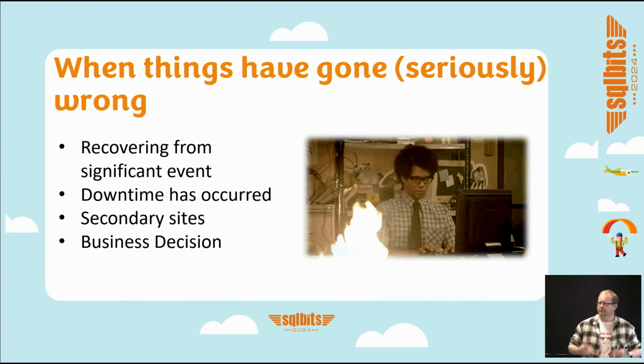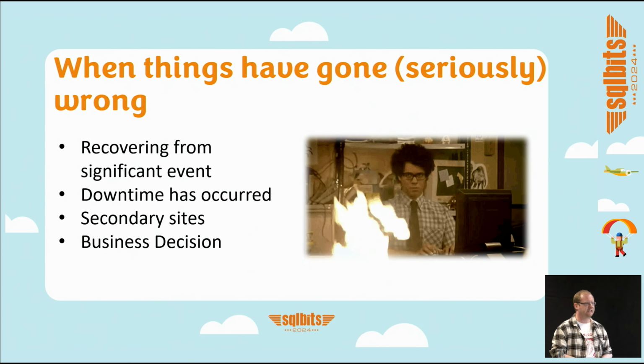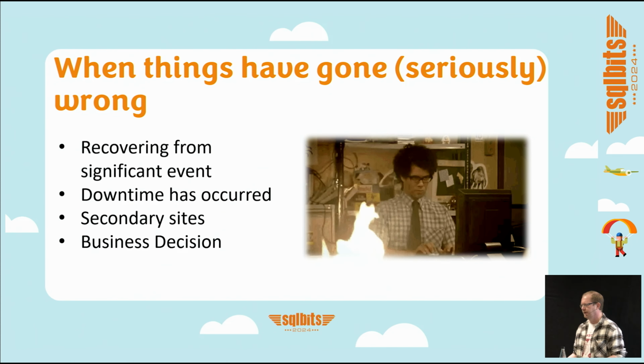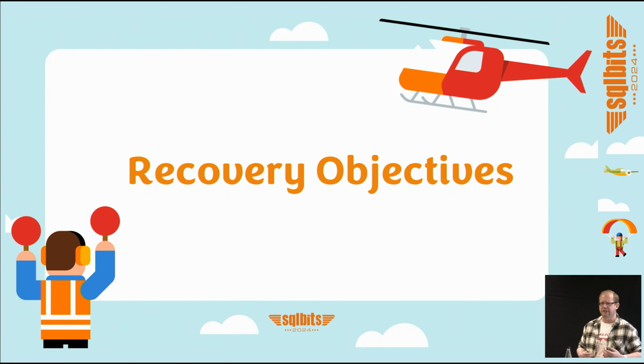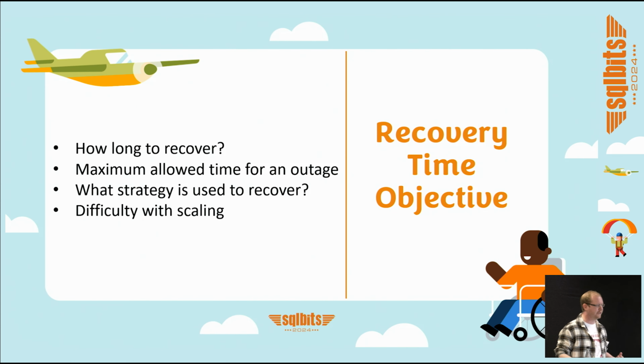Cool. So now we can start looking at the technologies that are available to us in SQL Server. But before we do that, we need to start thinking about our recovery objectives. These define how we approach both HA and DR. And there are 2 of them. The first one being the recovery time objective, our RTO. And this is basically how long is it going to take us to recover? What is the maximum allowed time for an outage? And so what strategy are we going to use to recover our databases in the event something goes wrong?